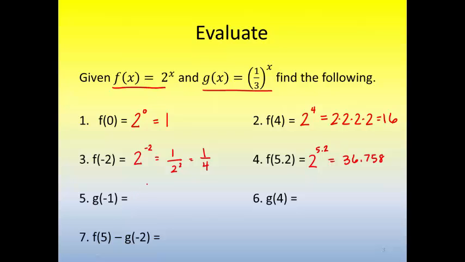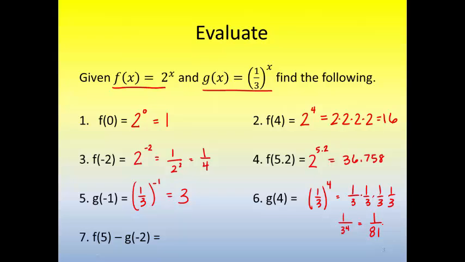Okay, for the next one, I'm using the g function now. So I'm taking 1/3, and just as it has, I need to use parentheses, raising it to the -1 power. Well, this simply means that I'm going to flip it over. So I get a positive 3. Okay. Now the next one, I have g of 4. So g of 4 means 1/3 to the 4th power. That means 1/3 times 1/3 times 1/3 times 1/3. Well, my denominator is 3 times 3 times 3 times 3, or 3 to the 4th power, which is 81. So 1/81. Again, I don't want a decimal.